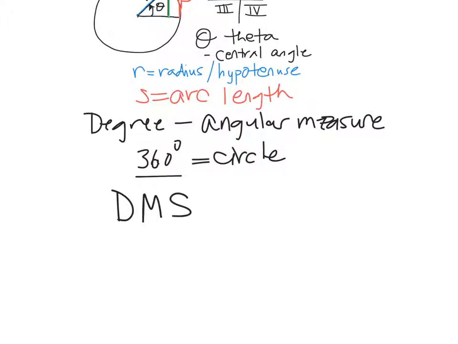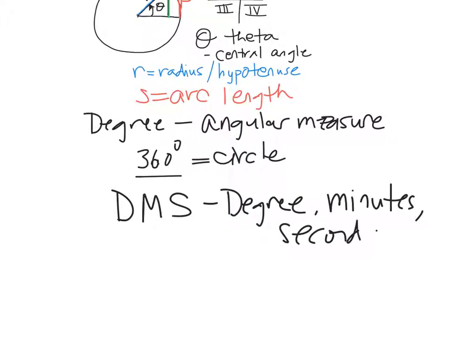Anyone know what DMS is? Ooh, no, new stuff, cool. D stands for degrees, minutes, seconds. Like a clock, okay? Each degree is subdivided into 60 minutes, and then each minute is subdivided into 60 seconds.